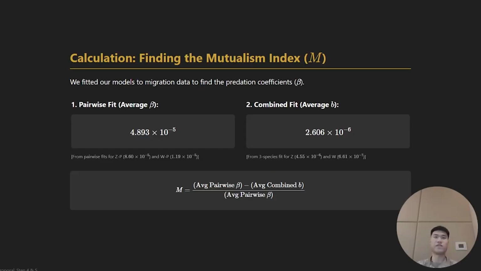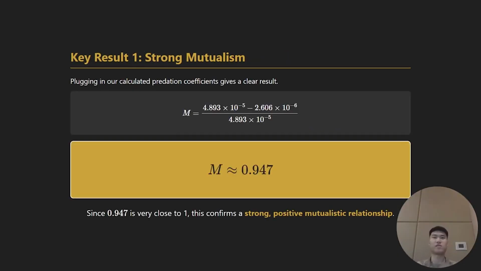Thank you, Silas. We fitted our Lotka-Volterra model to migration data to find these predation coefficients. First, we were able to calculate the average pairwise attack rate, which came out to be 4.89 times 10 to the negative 5th. Secondly, we found the average combined attack rate, which was 2.61 times 10 to the negative 6. As you can see, this predation coefficient is an order of magnitude lower when the species are combined, which is a significant finding. Plugging these values into the Kolmogorov equation gave us a mutualism index of M equals 0.947.